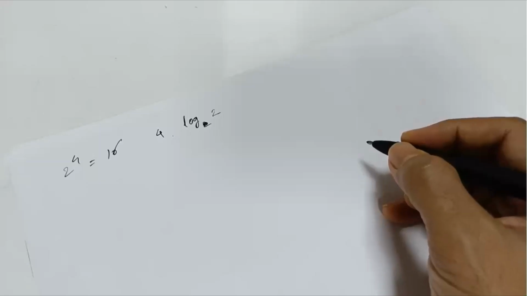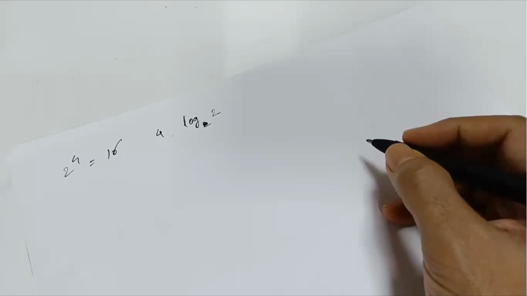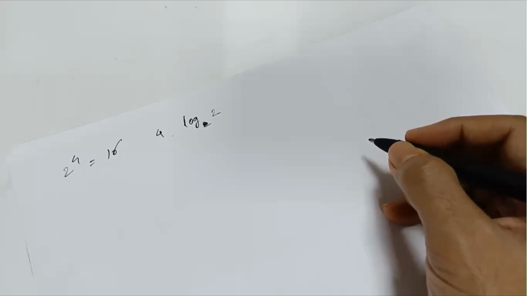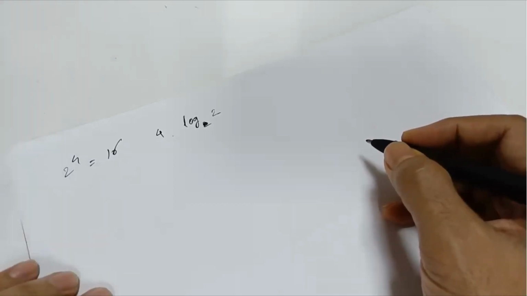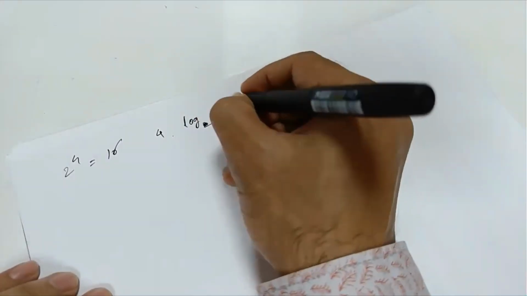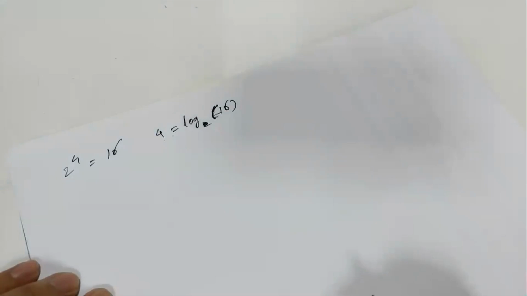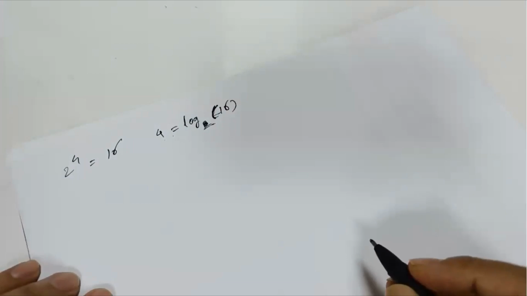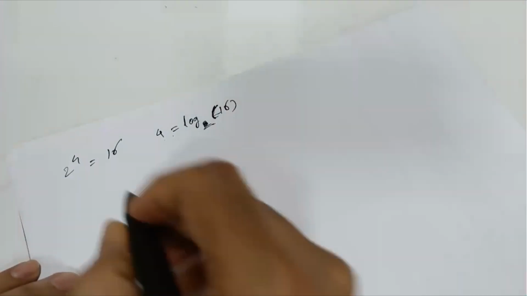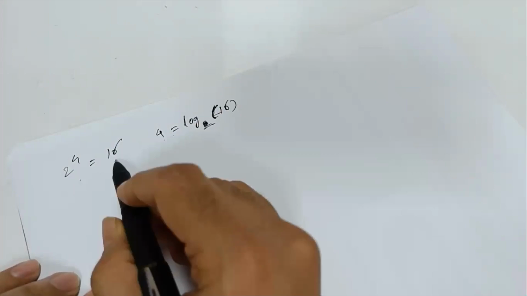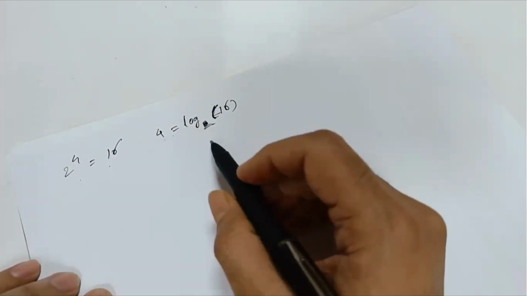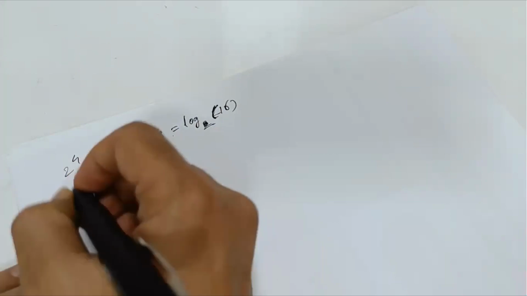Okay, something is missing. Where is 16 in this? See, actually, log of 16 is 4. And we have to take the base as 2. So this is how you write 2 raised to 4 into this form.